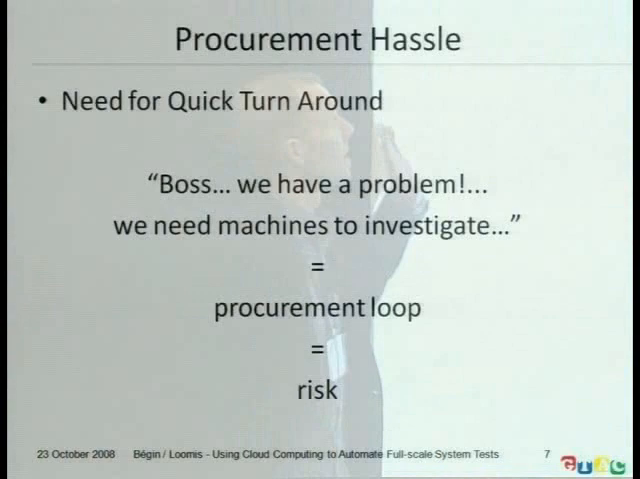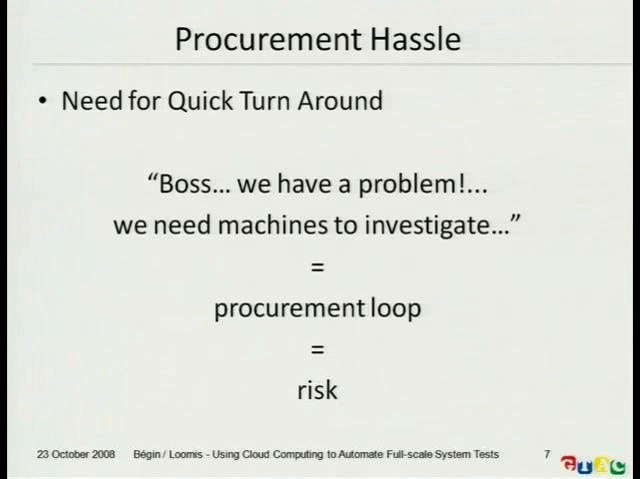Another way of looking at this problem is what we call the procurement hassle. We need to be able to find and investigate a problem quickly, and then have a quick turnaround. So here's a little example. Hey, boss, we have a problem, and it could be anything. Maybe there's a race condition that under certain circumstances will blow up, or the performance is going to nosedive if these strange things happen together. And often the solution is, well, we need machines.